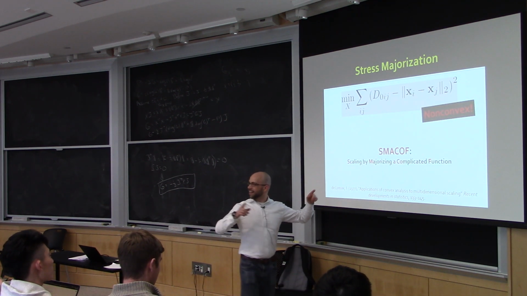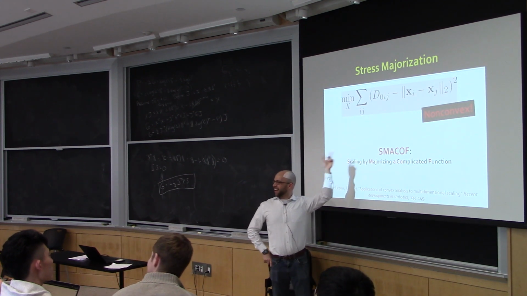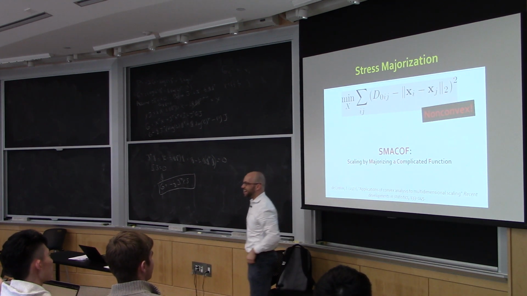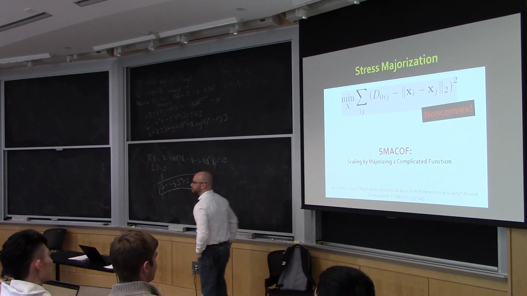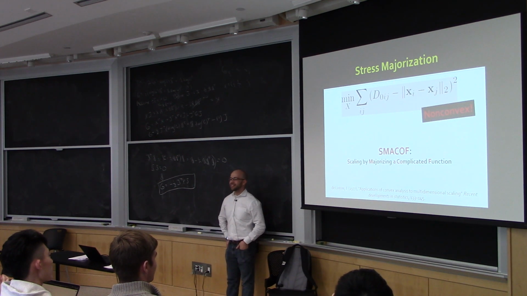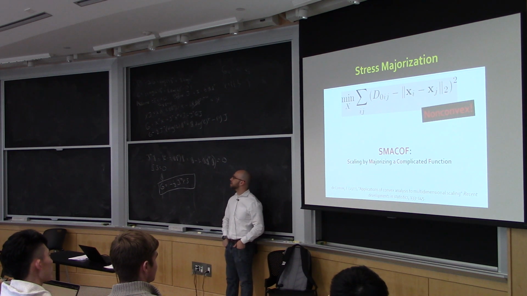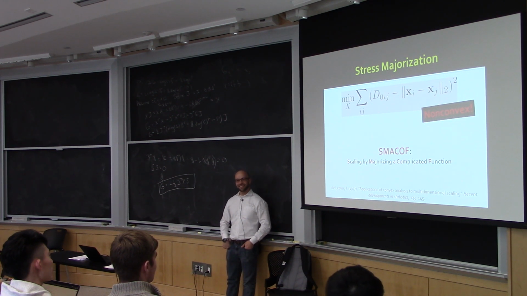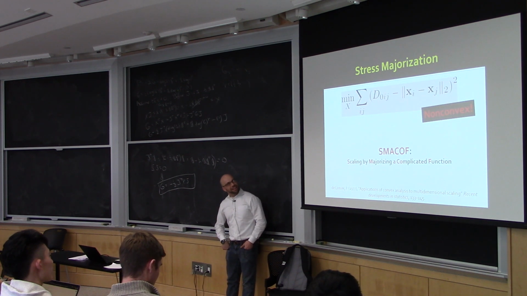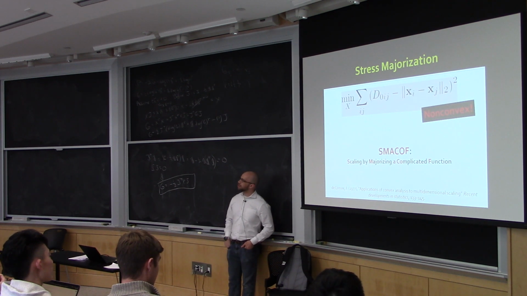And my prescribed distances are the d naughts. So what do I do? I subtract and square and try to minimize this thing. And like we talked about last time, this function looks innocent, but it's not. It's actually non-convex, right? Because hiding inside of that square is a square root. There's a distance function inside of there.